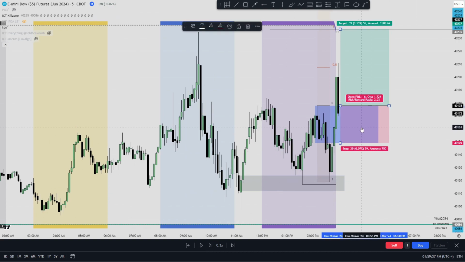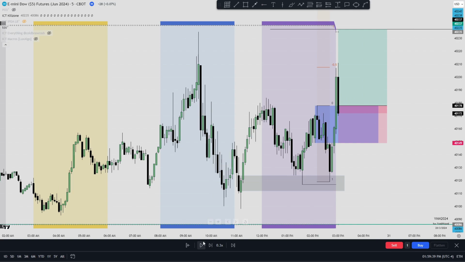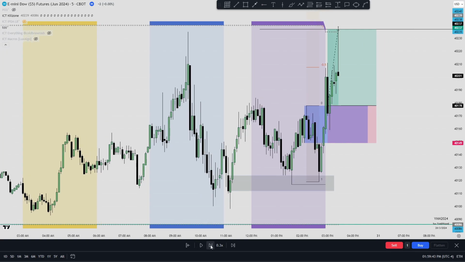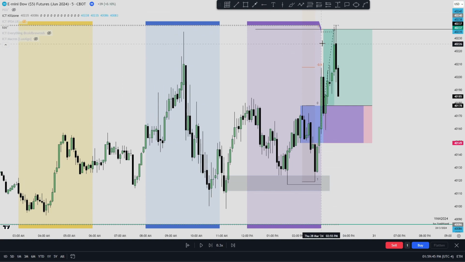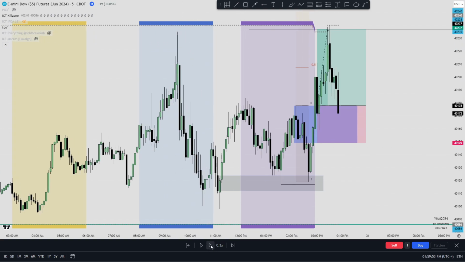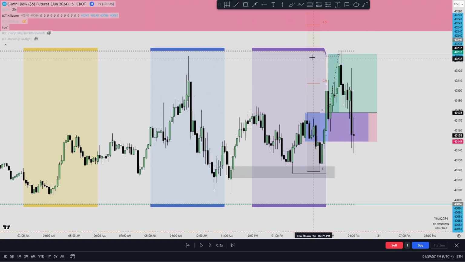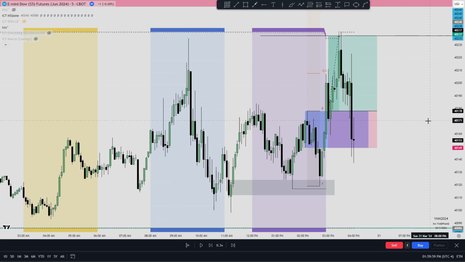Price action comes down, tags us in. And then comes up, tags us out for the 1 standard deviation above this New York session high. And then, right, price action reverses, right? Super, super clean, super solid.